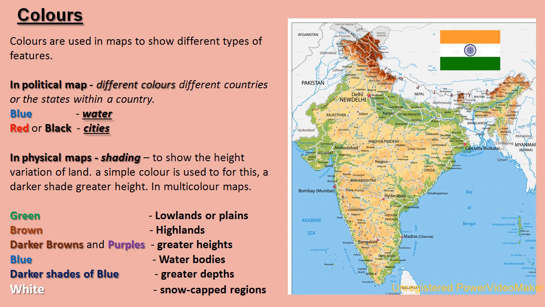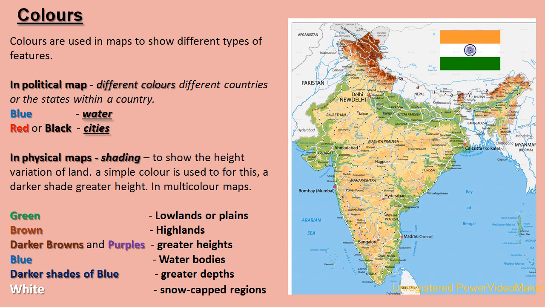And multicolor maps, which have one map having more than one color, in those maps different colors are used to show different heights. Suppose in the right side map it's a multicolor, you can see different colors. So in this map you will find green color is used to show the plains and the lowlands. Brown color is used to show the highlands. Darker brown and purple color is used to show the greater heights.